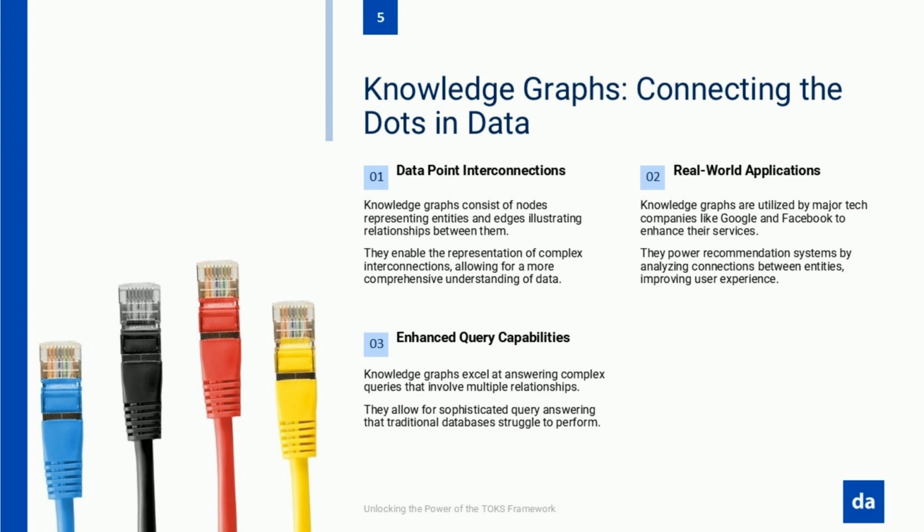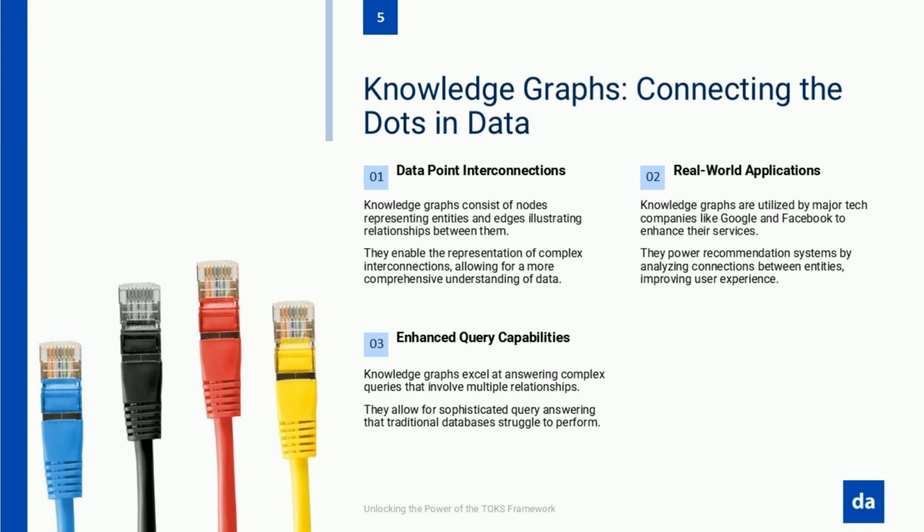Edges would connect these nodes, showing which actors starred in which films, who directed them, and what genres they belong to. Properties could include release dates for movies, birth dates for actors, or box office earnings for films. One of the most prominent applications of knowledge graphs is in powering recommendation systems. These systems analyze the connections between different entities to suggest relevant content or products to users.